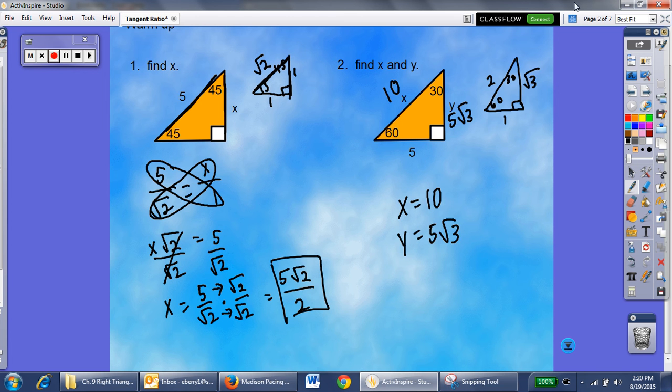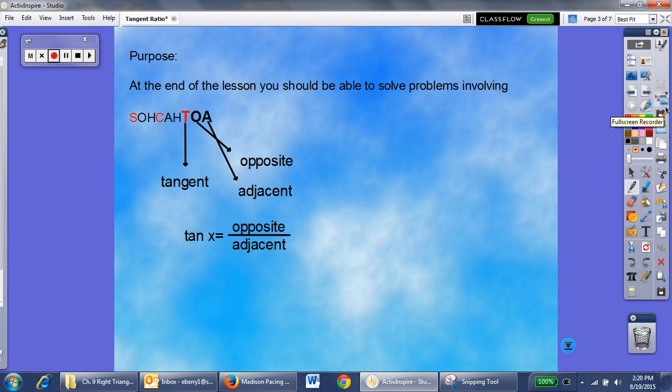Okay, let's go ahead and move on and learn a little bit about some trigonometry. So at the end of this lesson, you should be able to solve problems involving SOHCAHTOA. This is an acronym that you'll hear many teachers say just to remember the different trig functions. So there's sine, cosine, and tangent. Our focus for today is the TOA, the tangent part. So the T stands for tangent, O stands for opposite, and A stands for adjacent.